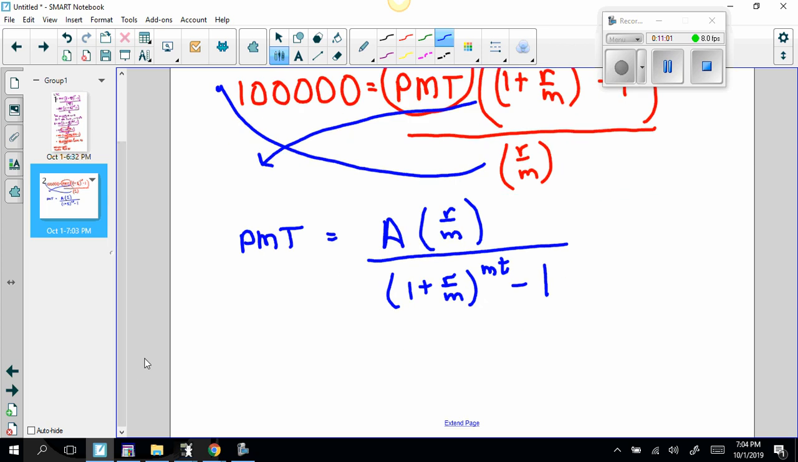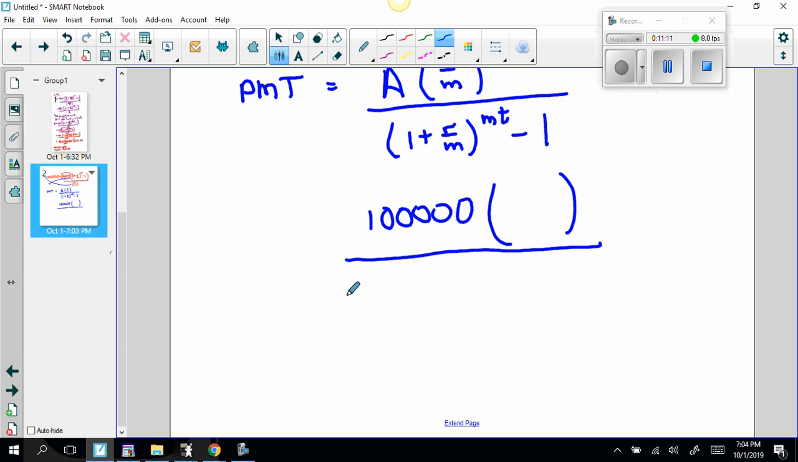But here's the problem. Now I want $100,000 for a final amount. And this is for college savings. And this is directly out of the book.